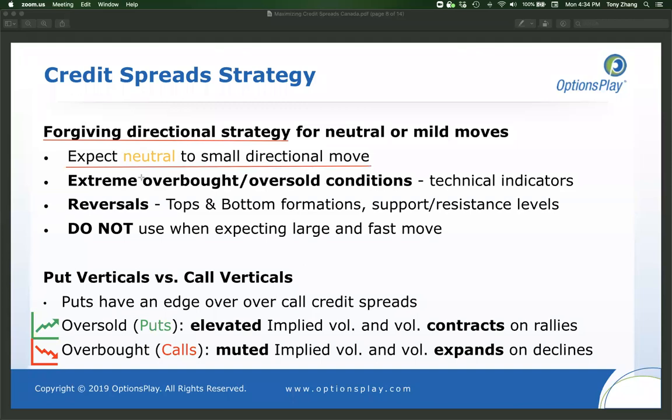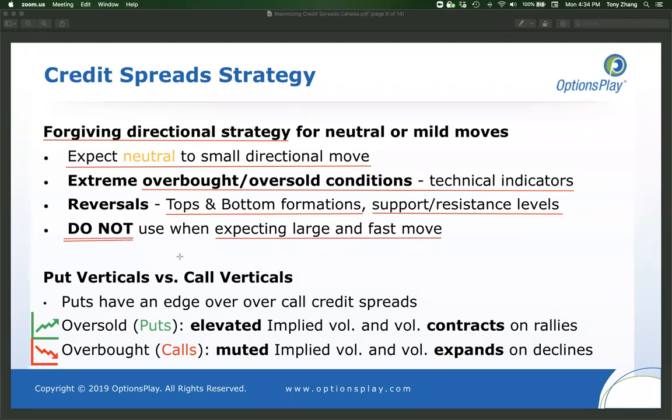What I mean by that is that when you approach some kind of overbought and oversold conditions, especially if you're using technical indicators to determine that, those are great times to consider selling credit spreads. Same thing for reversals. So if you have a double top or bottom, or you're approaching a major support or resistance level, these are all opportunities to potentially sell a credit spread. The only time it doesn't make sense to use this strategy is when you're expecting a large and fast move. If you're expecting a large and fast move, you do not want to use this strategy.